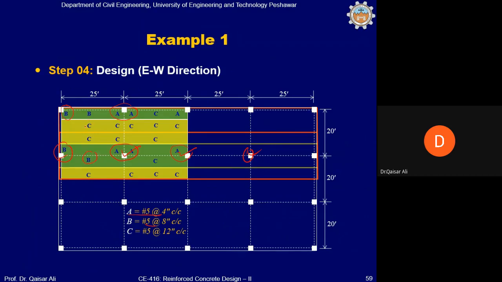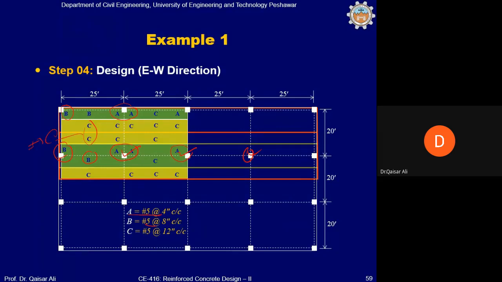In the middle strip, C means that number 5 at the rate of 12 inch, because the positive bending moments in the middle strip were less than the positive bending moments of the column strip. So we cannot keep them the same for the sake of economy. We must increase the spacing in the middle strip positive bending moment.